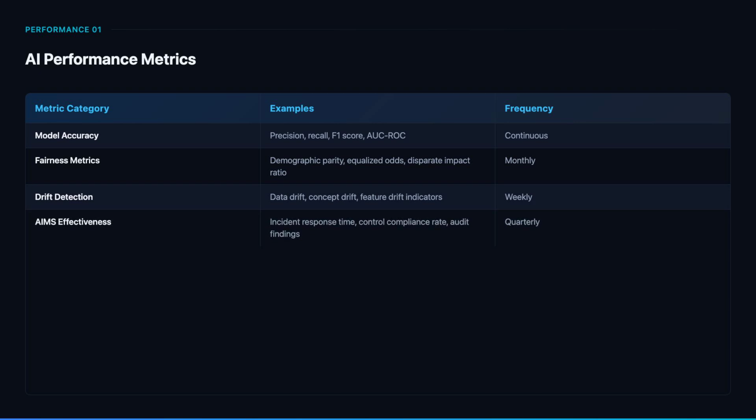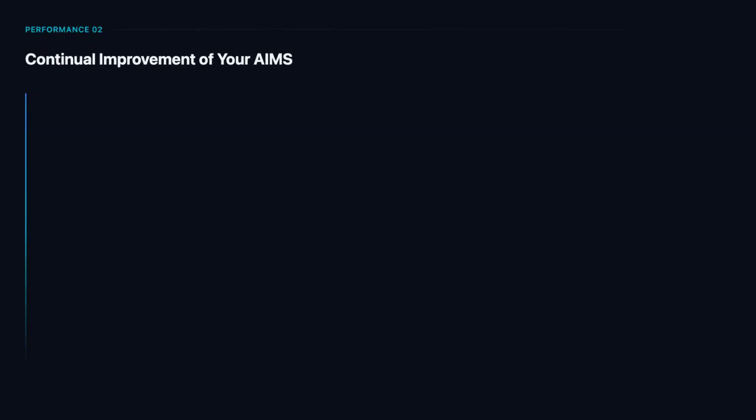AIMS effectiveness metrics measure how well your management system is functioning. Track incident response times, control compliance rates, and audit findings quarterly to identify areas for improvement. Clause 10 of ISO 42001 requires continual improvement of your AI management system. Here are the key activities to drive ongoing enhancement.